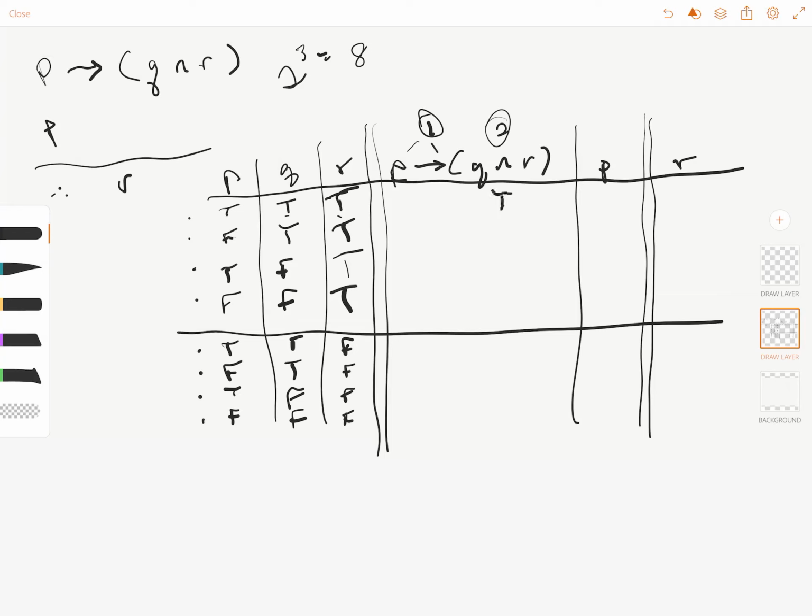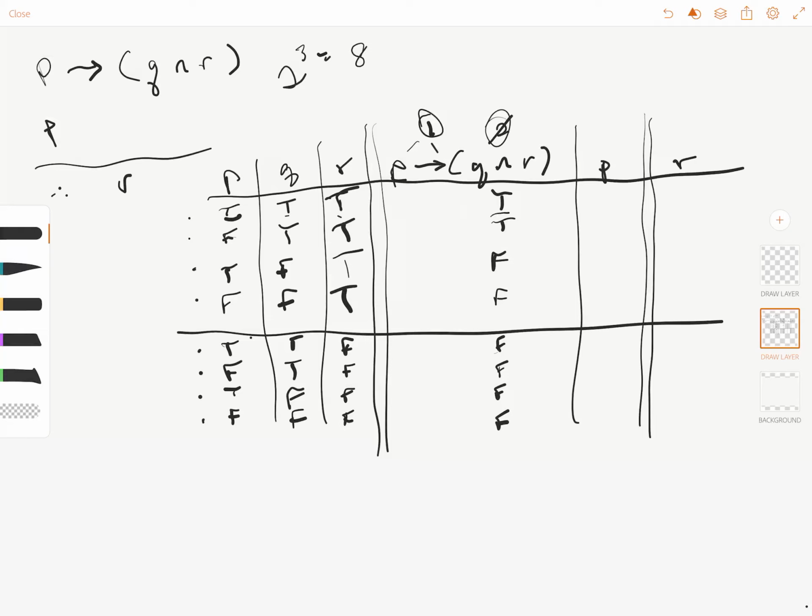So we'll get the value of Q and R from the input, so for the first row that's true and true, so true and true makes true. For the second row, false and true makes false. For the fifth row, true and false makes false. False and false makes false. Okay, so that's the value for the level 2 operator.